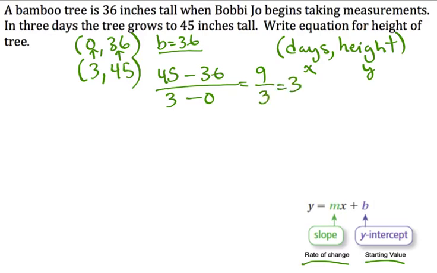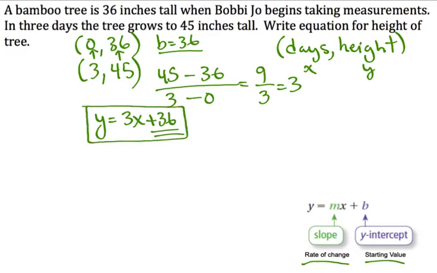By the way, the slope here means 3 inches per day. So this would be y equals 3x plus 36. The y-intercept, of course, means that it started at 36, because y-intercepts are starting values.